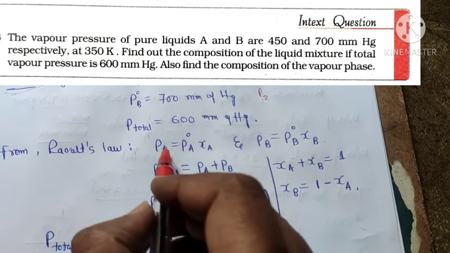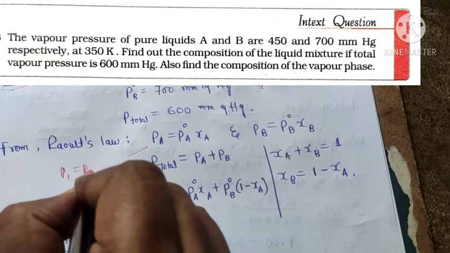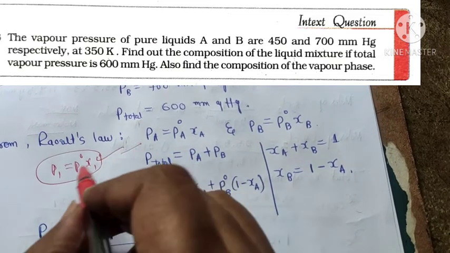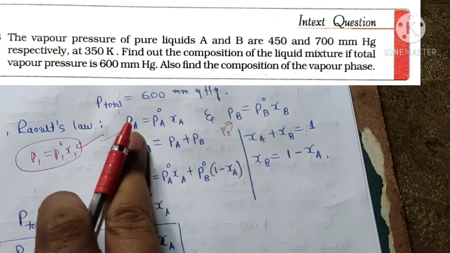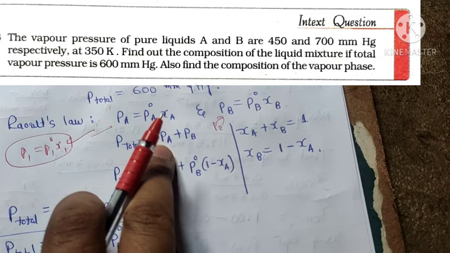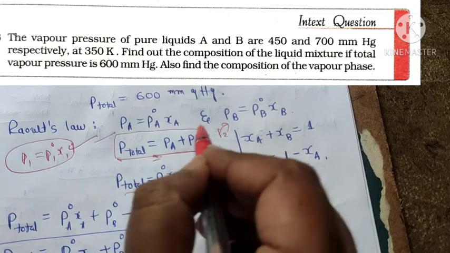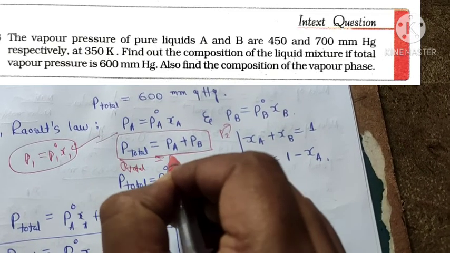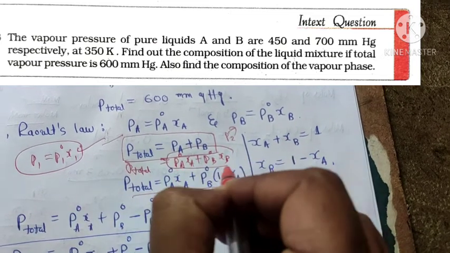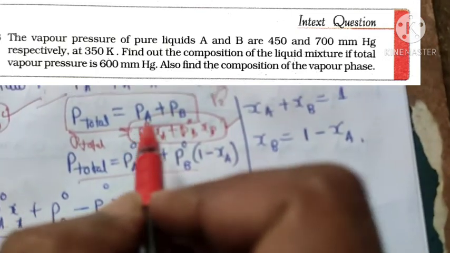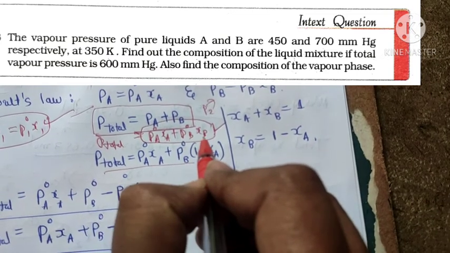From Raoult's law, PA is equal to PA naught XA. It indicates P1 is equal to P1 naught X1 similarly. Here, instead of P1 we have considered it as PA, and the same for P2 as PB. So P total is equal to PA plus PB. Substitute the PA and PB values: P total is equal to PA naught XA plus PB naught XB.